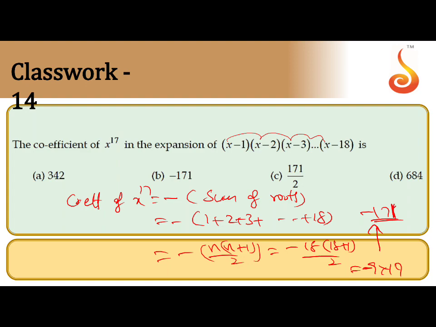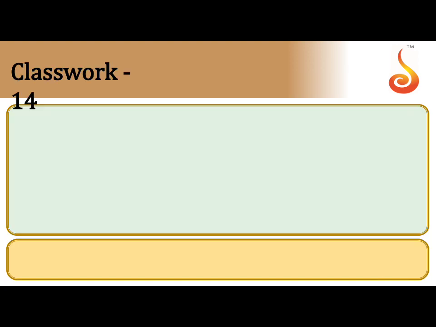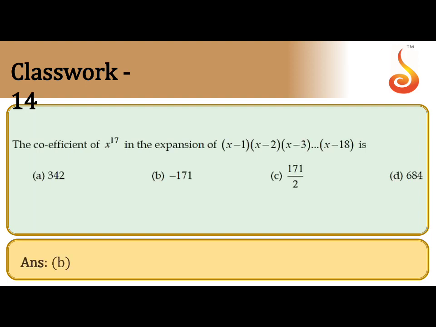I hope you understand here. The 2 ones and 2 nines cancel. 9 into 19, the value is −171. So option B is correct. If you want the lower degree term of the given expansion, it equals minus the sum of the roots. Why minus? Because all the terms are x minus 1, x minus 2 and so on. If all were plus, you could take plus only. This is also a very good question for Mains and CET. So the next question; check the answer: option B is correct.